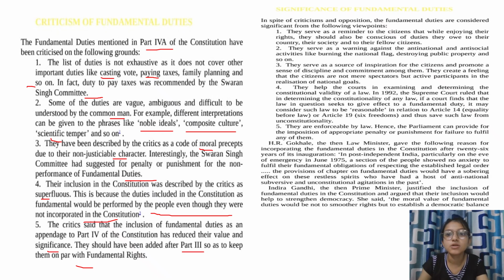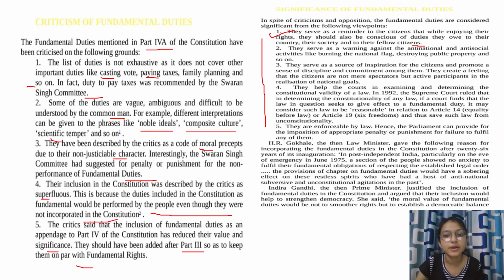Now let's understand the significance of fundamental duties. In spite of criticism and opposition, the fundamental duties are considered significant from the following viewpoints. So these are the reasons. They serve as a reminder to the citizens that while enjoying their rights, they should also be conscious of the duties they owe to their country, their society, and their fellow citizens. As it says, the fundamental duties work as a reminder to the people that if you are enjoying certain rights, you should be doing your duty as well.